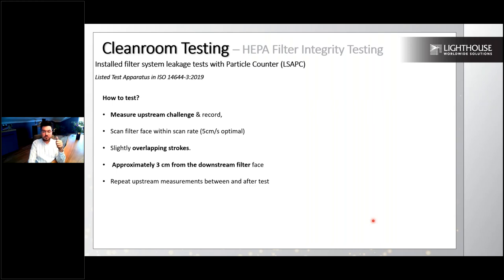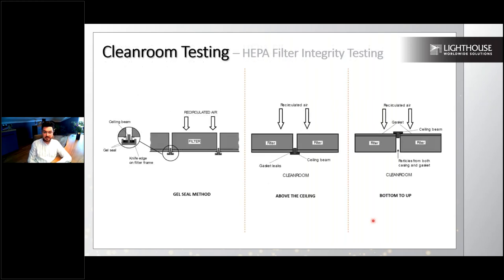So when we're talking about HEPA filter testing, one thing we should be well aware of is the way we installed the HEPA filters. For example, we have 3 different types of HEPA filter installation. One, just the heal method. In this, if the filter edge is sitting in the filter frame downwards, it will be easy for you to check the leakages from these edges.